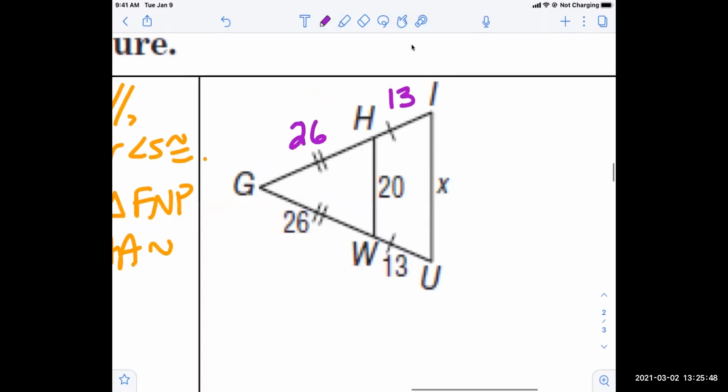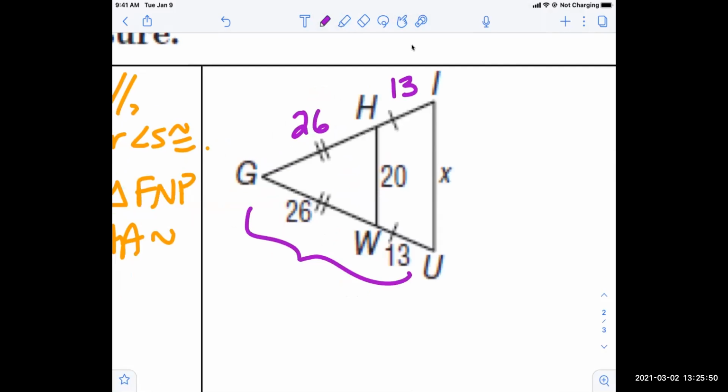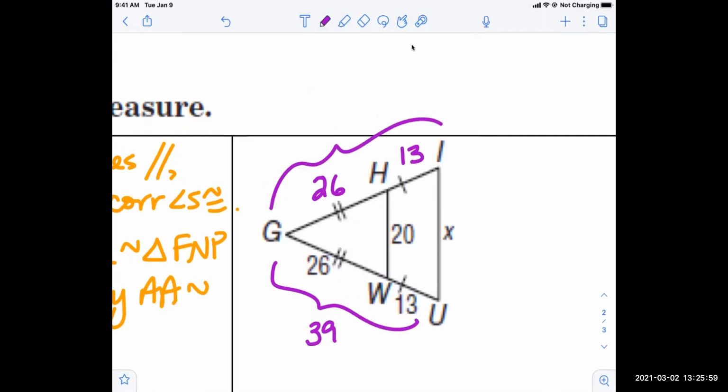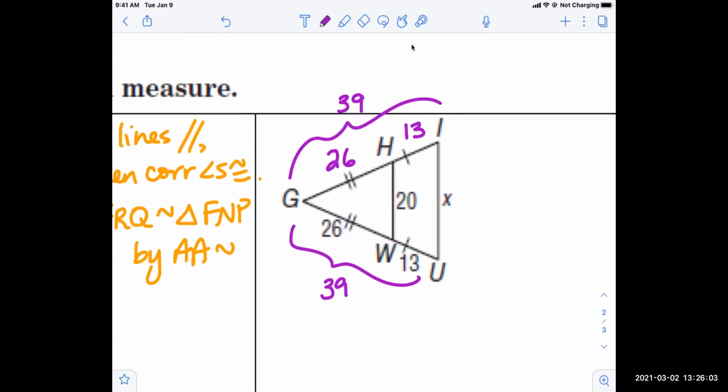Okay, how about these segment lengths? How long is GU? 39. Okay, same thing up here. Now, we know that this is 20. We don't know what that side length is. We're not going to be able to do side, side, side because we don't have all the side lengths.